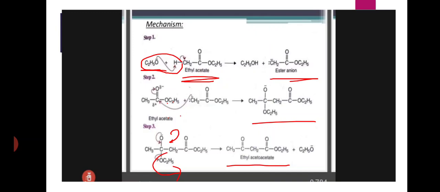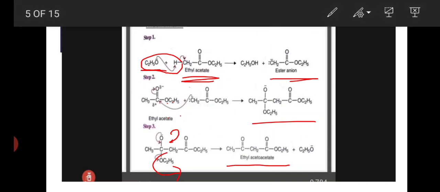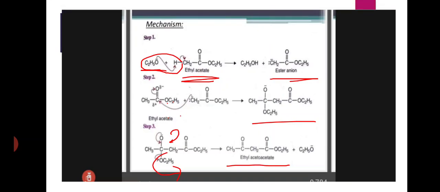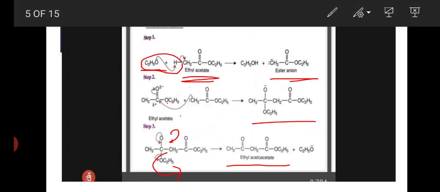In step 1, in the presence of ethoxide ion, 1 mole of ethyl acetate loses 1 alpha hydrogen and forms an ester anion. This ester anion reacts with another mole of ethyl acetate and forms a reaction intermediate. In the third step, in that reaction intermediate, the pi bond of oxygen is shifted to carbon and oxygen, then ethoxide ion is eliminated and forms ethyl acetoacetate. This is the reaction mechanism of Claisen condensation.